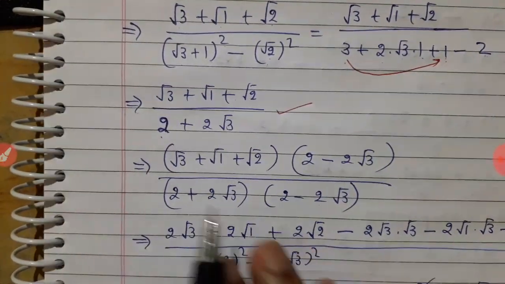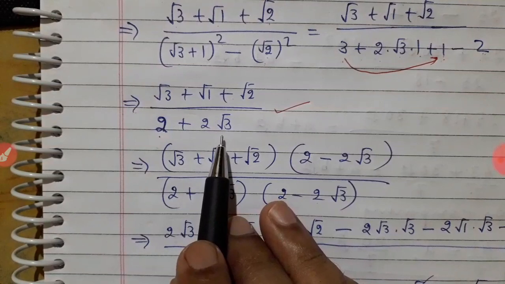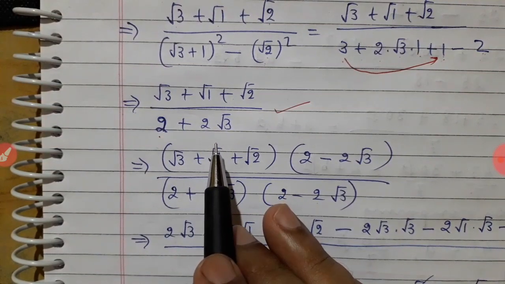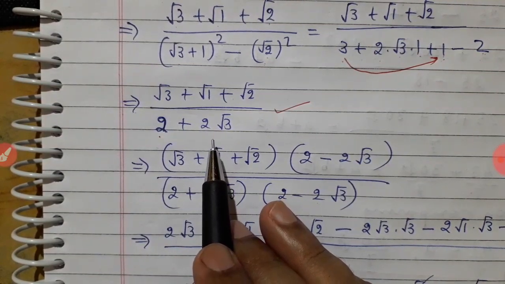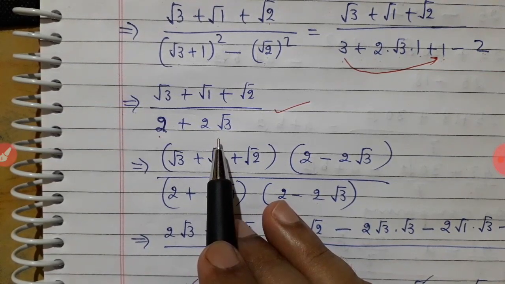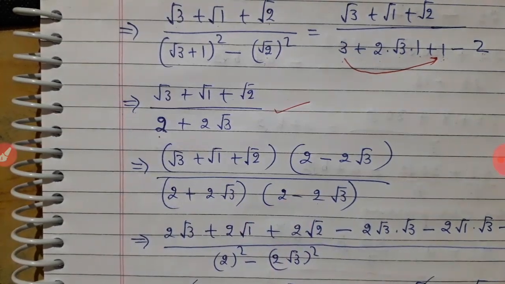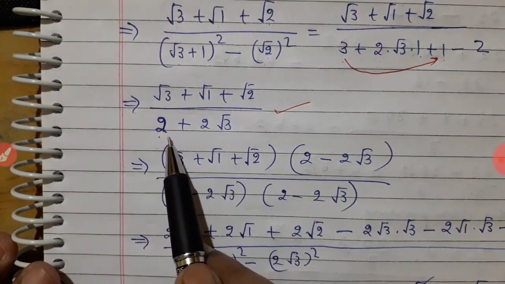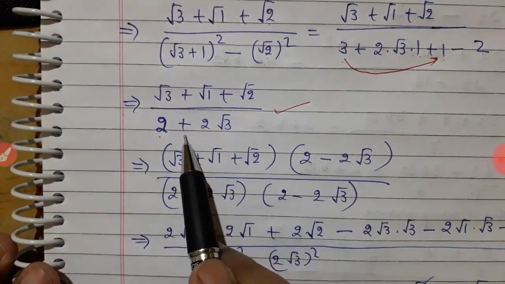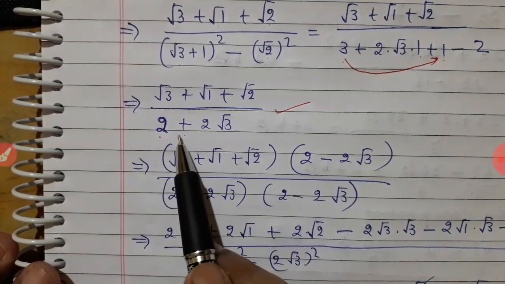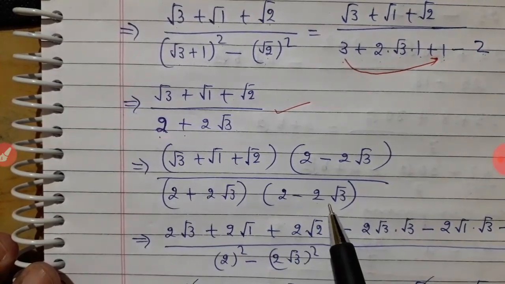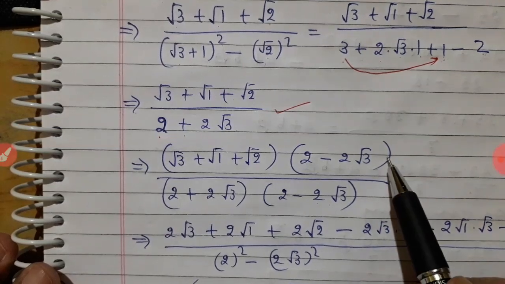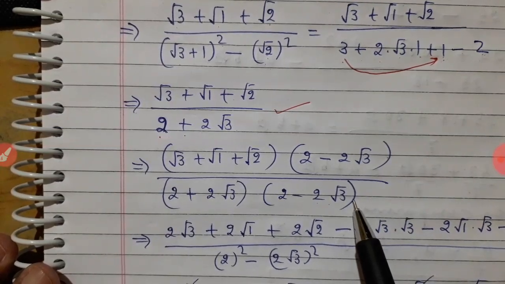Still the denominator has an irrational number, so it is not rationalized, and the question is to rationalize the denominator. It means there should not be an irrational number in the denominator, and there is still an irrational number, so we will rationalize it again until the denominator becomes rational. So for that you see here it is 2 plus 2 root 3, so its conjugate term will be 2 minus 2 root 3. So we are multiplying and dividing by that number.